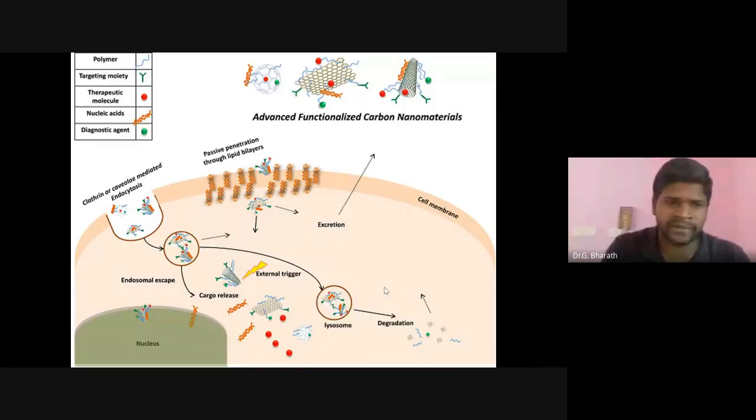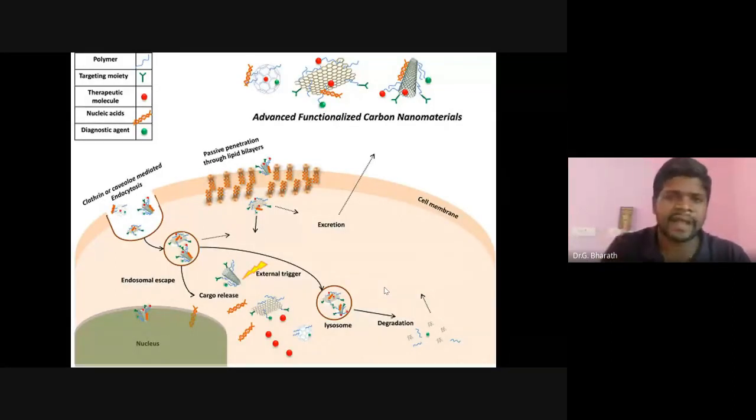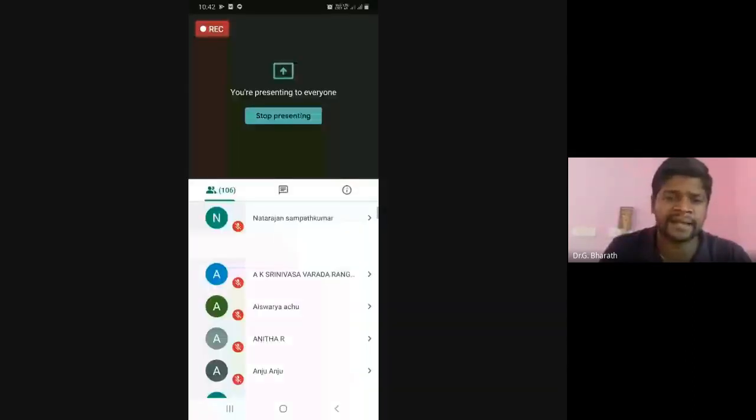Then there are two types of penetration, active and passive. Through the passive penetration, it is a lipid bilayer penetration. It has already penetrated inside the cell, and once it reaches the inside of the cell, we may use an external trigger, maybe light energy or a magnetic field. If people use magnetic material, they may use the magnetic field. Or for any light-sensitive material, like a semiconducting material, we may use an external trigger such as light energy, photon energy, or laser energy. So these are all external triggers.